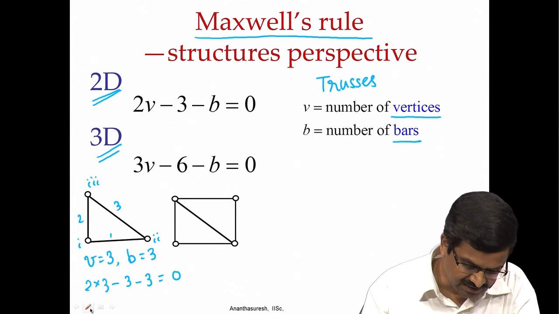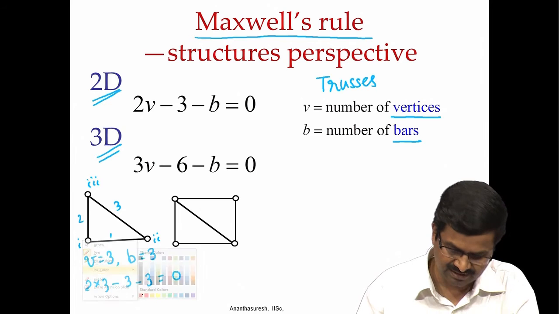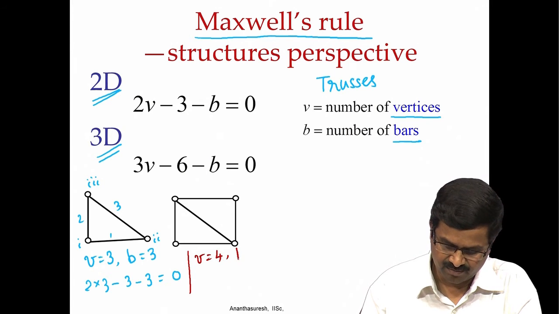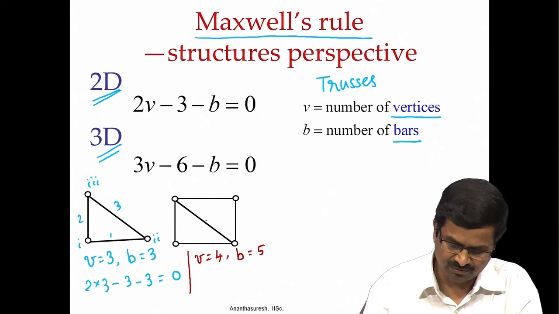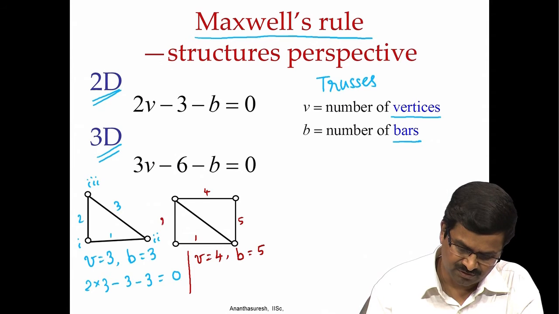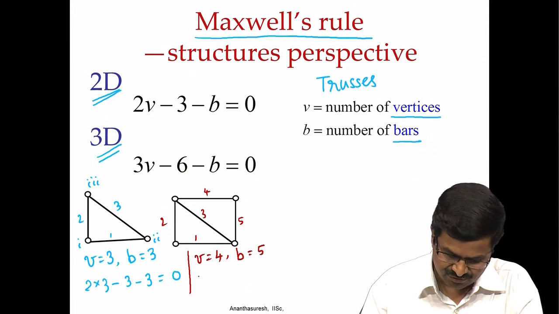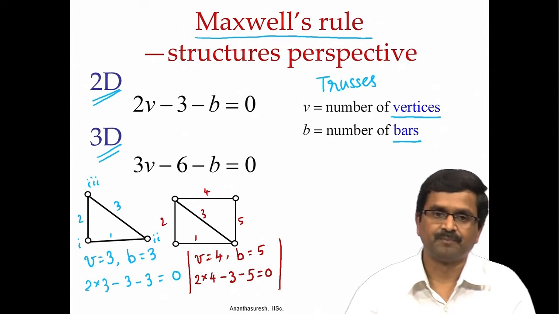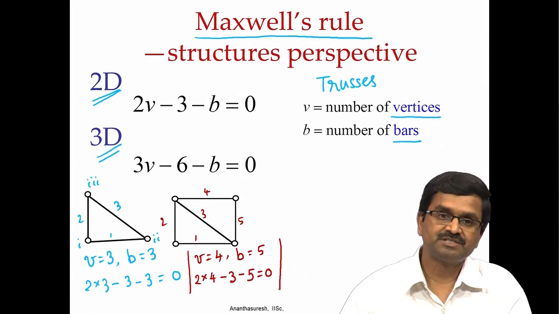Now, let us take this example where the 2 triangles are connected together. For this one, let us write the Maxwell's rule. Let me choose a different color, so we do not mix it up. So, here vertices are 4 and number of bars is 5, 1, 2, 3 we have added 2 extra bars, let us call this 4 and 5, while this is 1, 2 and 3. If I write this formula, this is a planar truss. So, 2 times 4 minus 3 minus 5, again it is equal to 0, meaning that this is also just stiff.